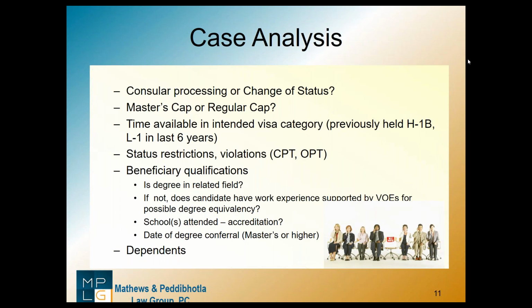We'll ask if beneficiaries have dependents, but we will not file H-4 applications, which are usually filed for those doing change of status petitions, until the petition has been selected. That saves you money, that saves us time as well. Once a petition has been selected, if it's for change of status, then we will reach out and initiate the H-4 component of the filing.